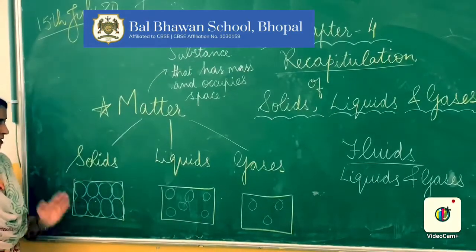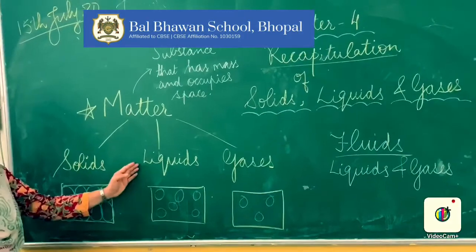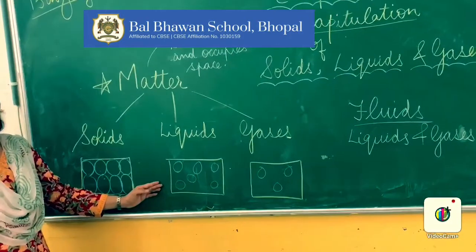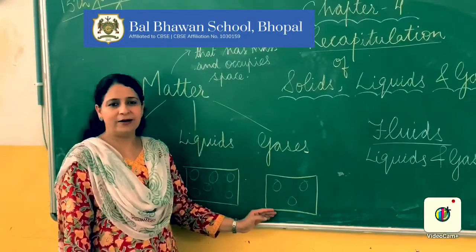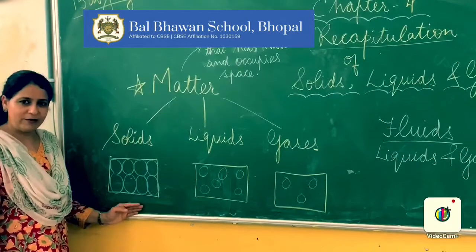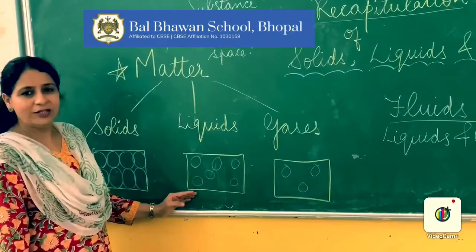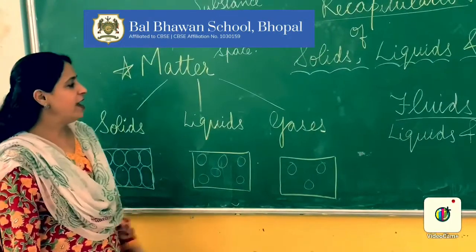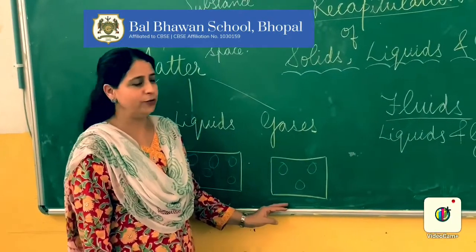In solids, the molecules or particles are very tightly packed. In liquids, the molecules or particles are loosely packed. In gases, the molecules are very far apart from one another. So, solids have a definite shape and volume. Liquids have a definite volume but they do not have a definite shape. And gases have neither a definite shape nor a definite volume.